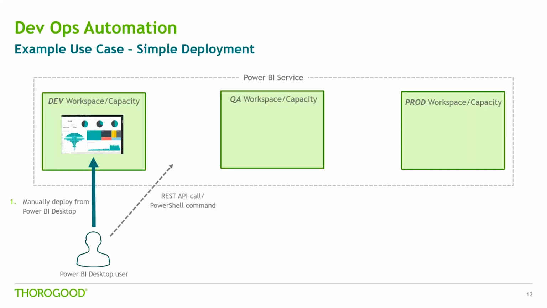From there, they really want to use either themselves or use some type of service or application to send an API call or run a PowerShell command that will then move the application from dev to the QA environment, or the QA workspace in this example.